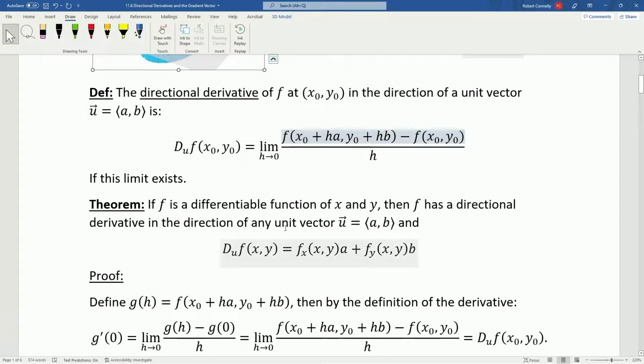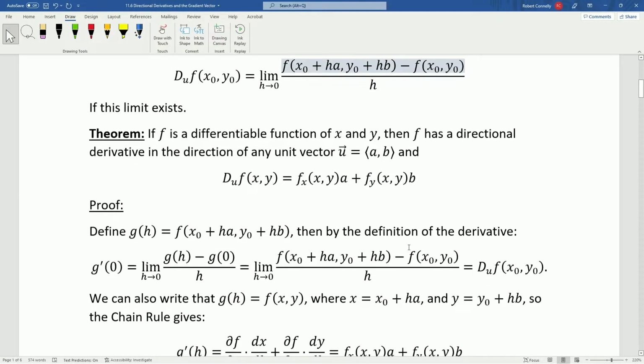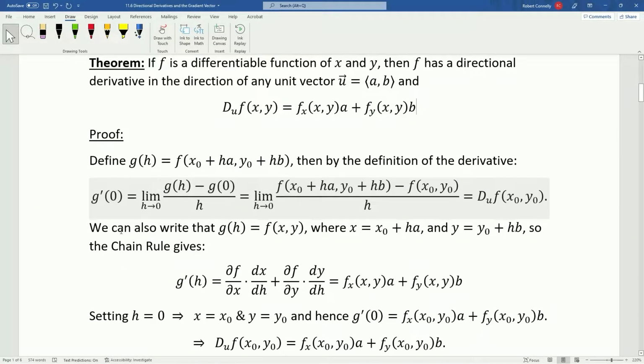Now, our key theorem that's going to allow us to compute these things fairly easily is that if f is a differentiable function of x and of y, then f has a directional derivative in the direction of any unit vector u equal to the vector ab. The directional derivative of f with respect to u is given by the partial derivative of f with respect to x times a, plus the partial derivative of f with respect to y times b. Let's take a look at the proof.